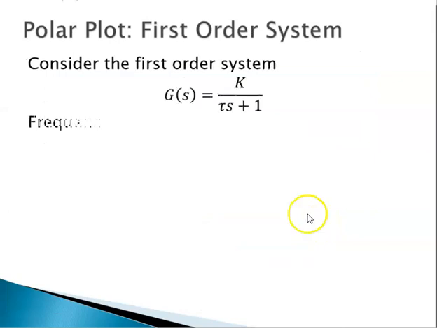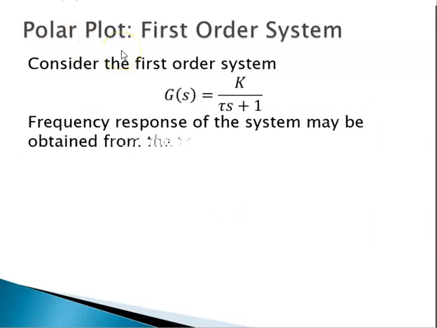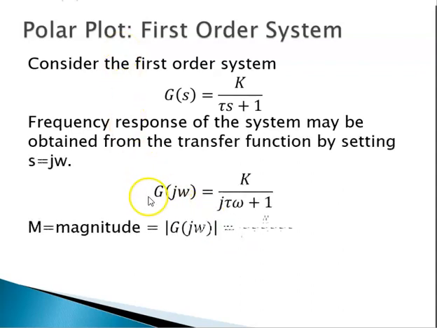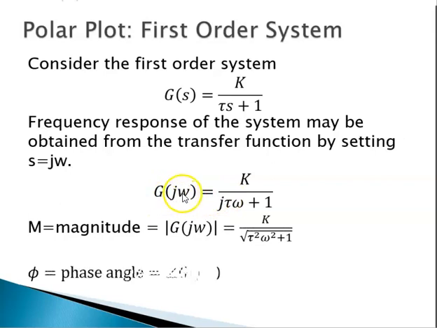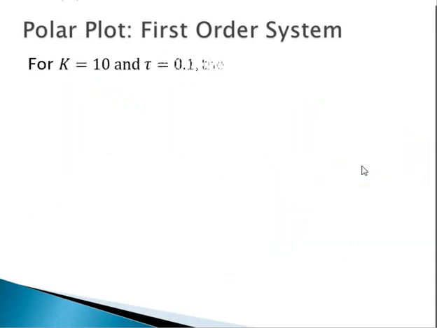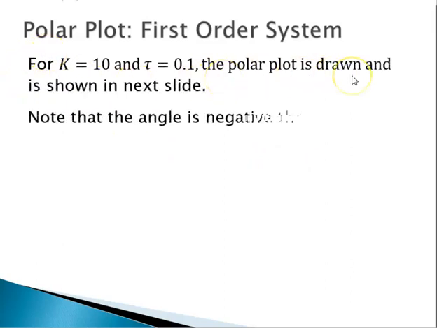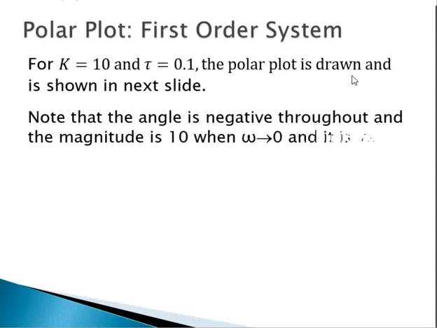Then we try to draw the polar plot also for the first order system and show the response. All this is standard part. You substitute s equal to j omega. You obtain magnitude and phase. The polar plot, the way we use this data is slightly different. For K equal to 10 and tau equal to 0.1, polar plot is drawn and shown.